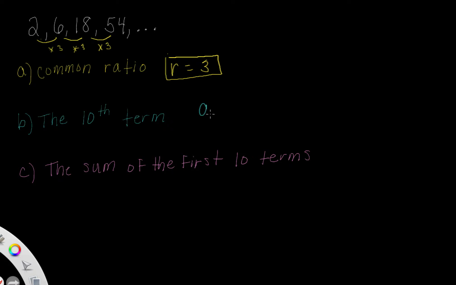You know that to find the 10th term, you need the first term, which is 2, times the ratio, which is 3, to the n minus 1. So 10 minus 1, which is 9, or to the 9th power. So in doing that, we get 2 times 3 to the 9th power. Go ahead and figure that out.